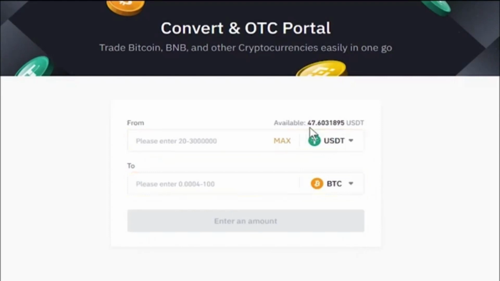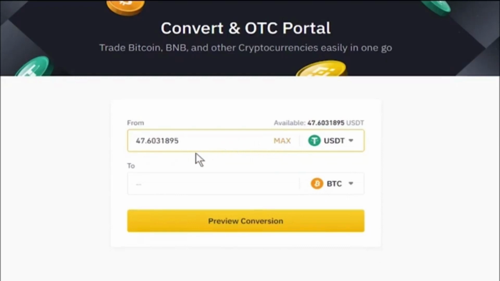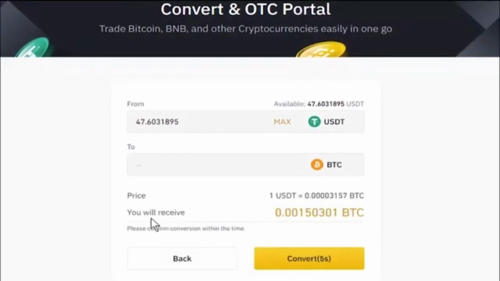As you can see, I have 47 tethers available and I want to convert it to Bitcoin. Pay attention that the minimum amount here in the Convert and OTC portal is $20. For example, if I enter 5 and click on preview conversion, you see that we get the error that the minimum amount is 20. By entering your desired amount or just by clicking on max, you enter all your available coin. And by clicking on preview conversion, you see how much it would be in Bitcoin, which is 0.001. If you click on convert, the conversion will be executed and you will buy this much Bitcoin.